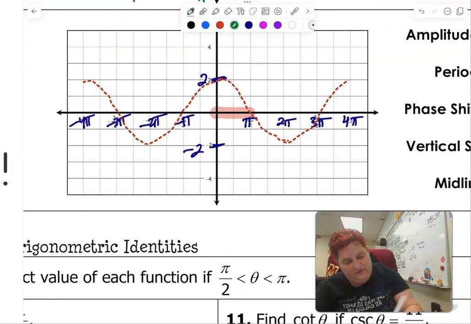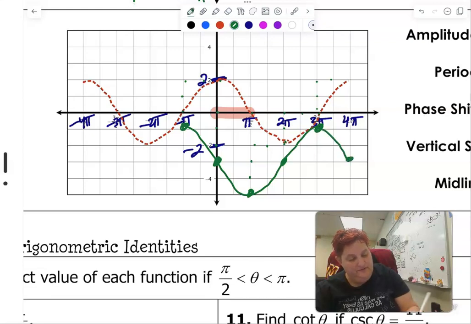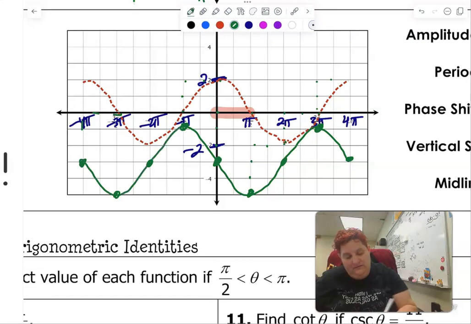So let's see if I can do that. I'm going to start from over here. Left 2, down 3. I'm going to go here, left 2, down 3. And then left 2, down 3. So I can kind of see it now. I'm guessing that goes to there. Boom, boom, boom, boom. Left 2, down 3. There we go. Okay, so it's just shifted to the left and down a little bit.